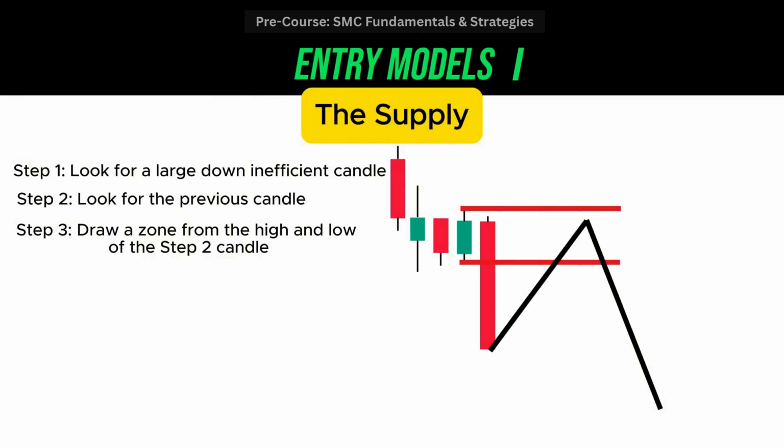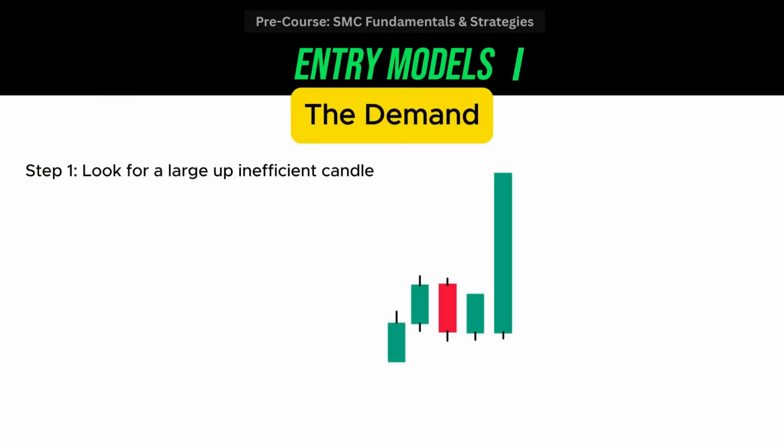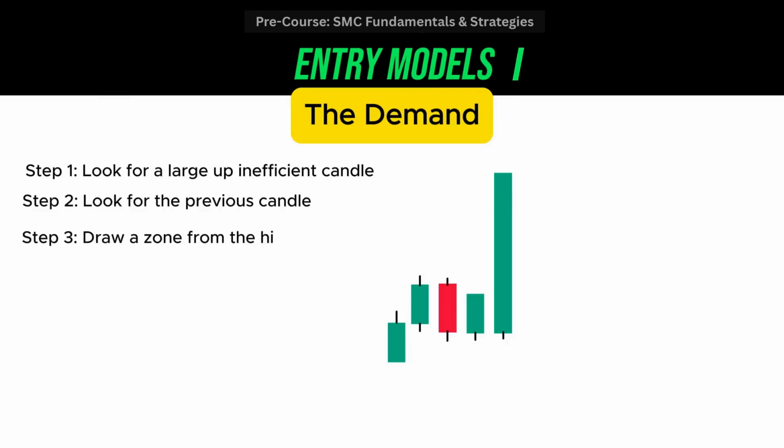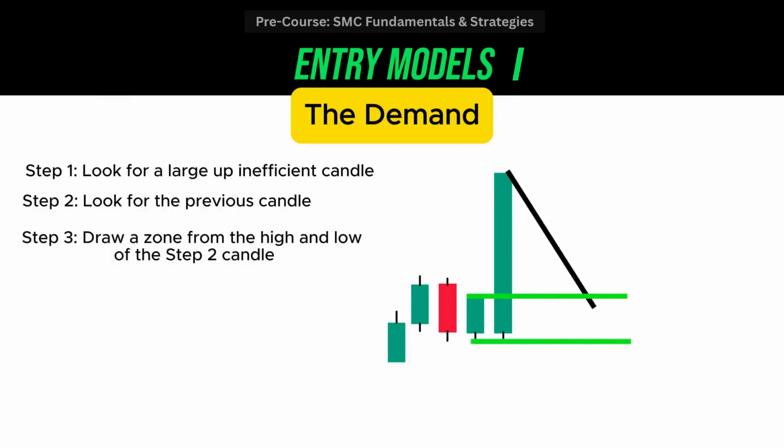Now for the demand zone. The first step is to find an aggressive move to the upside, a move that breaks the market's balance. The second step is to identify the candle before the aggressive move. The third step is to mark the high and low of that candle, and we wait for the market to rebalance, by price eventually going down and rejecting the zone to the upside, giving traders a setup for a buying opportunity.